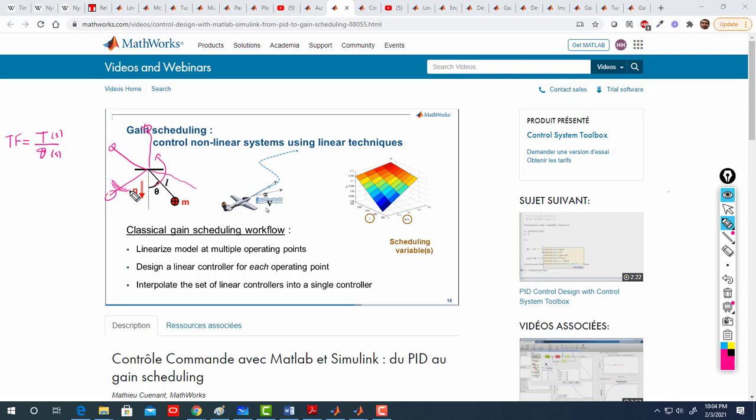So the dynamics is valid around a small zone, because we linearize around an operating point. Usually we linearize it around 180 if it's an inverted pendulum, and for a simple pendulum around 0 degrees. Alright, so for this simple system I can have different dynamics depending on theta.